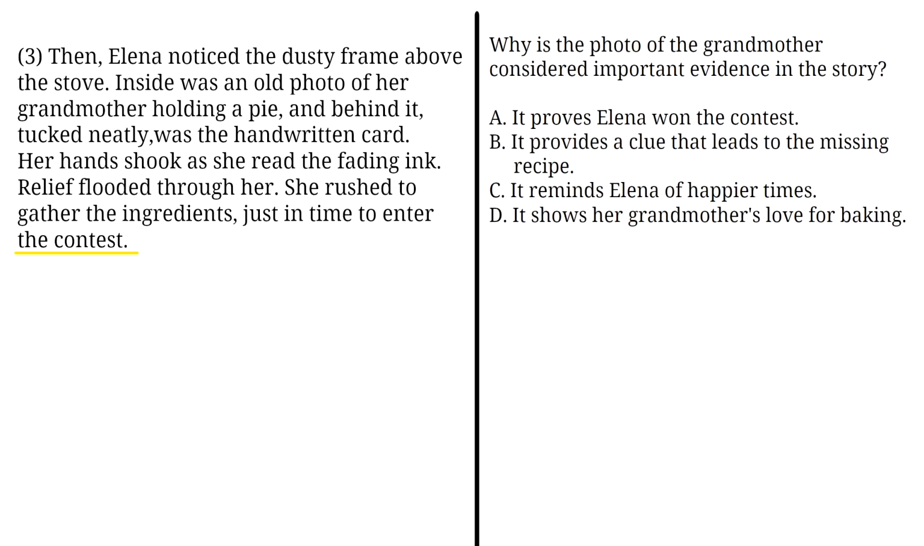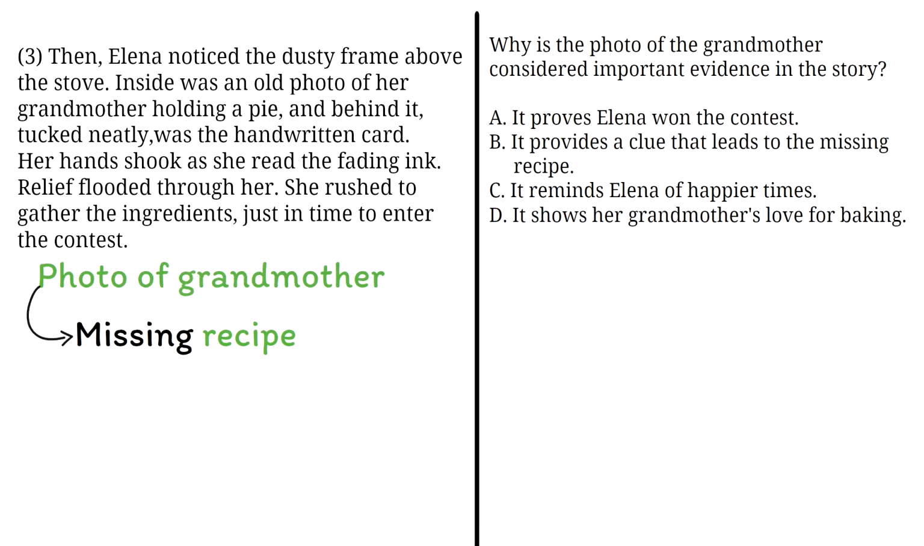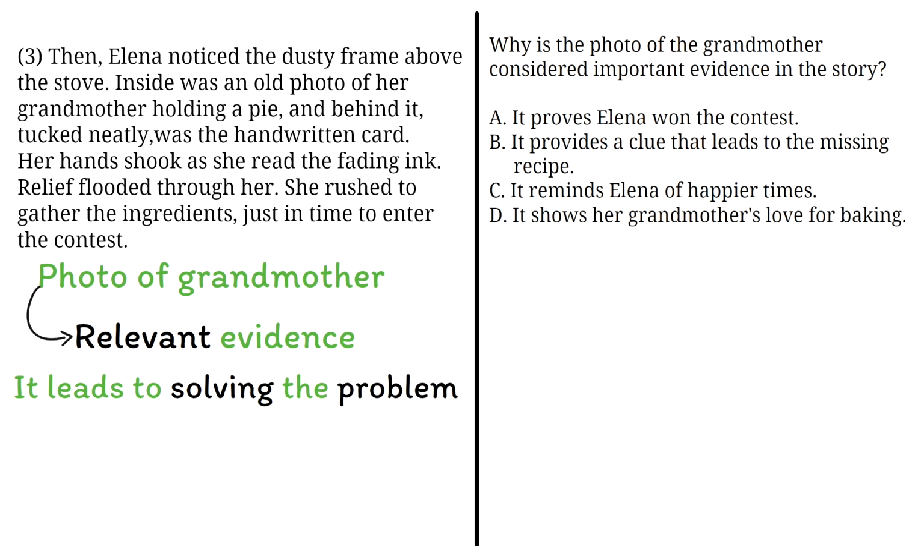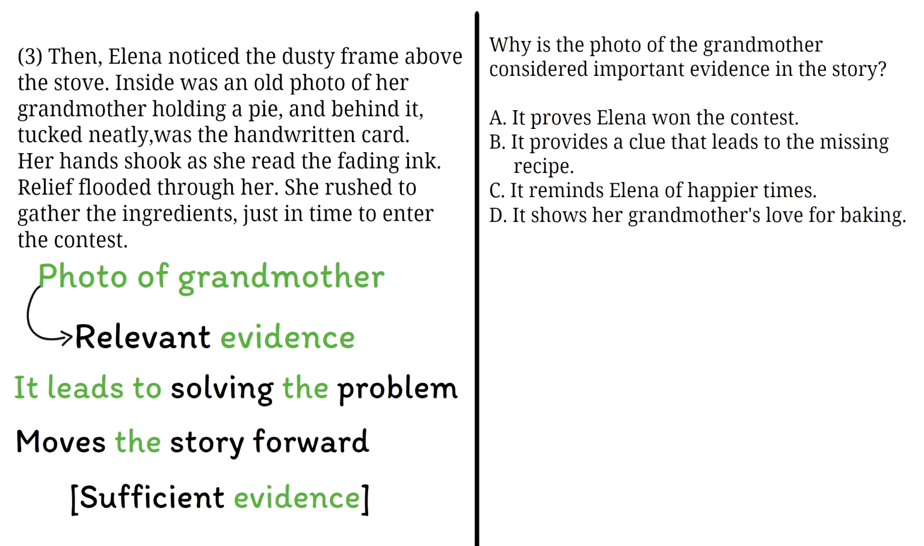Now this paragraph tells us that the photo of Elena's grandmother leads her to the missing recipe, which is the main conflict in the story. This makes the photo important evidence because it directly leads to solving the problem. In other words, the photo plays a critical role in moving the story forward. Without it, Elena might not have found the recipe in time for the contest. Thus, when we look through our answer options, the correct answer is therefore option B. It provides a clue that leads to the missing recipe.